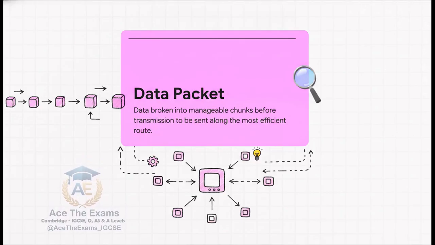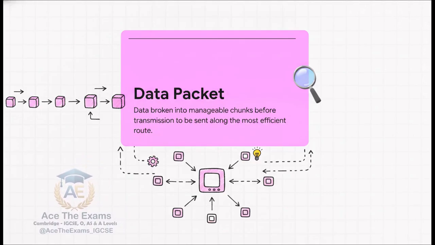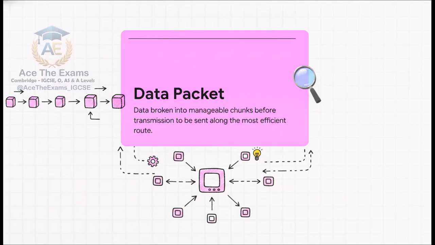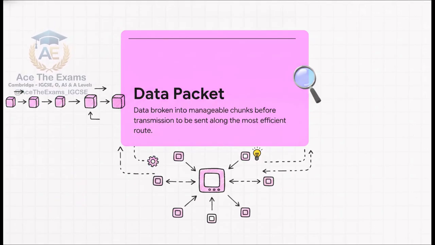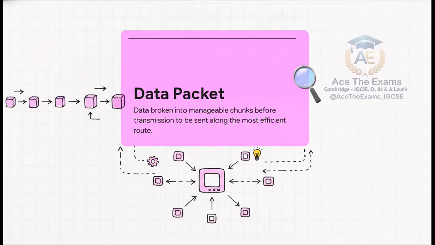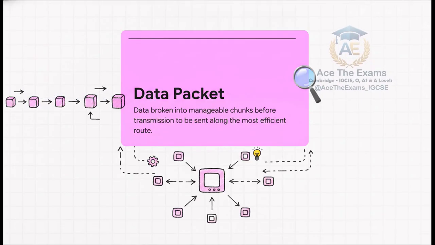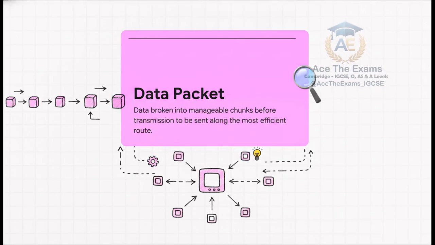The strategic solution is the data packet. Data is broken down into these manageable chunks before transmission. What you absolutely must mention to secure the mark is packet switching. By breaking data into chunks, routers, acting as nodes, can independently switch and guide each piece to its destination using the most efficient route available at that precise millisecond. You have to use the terminology: nodes, efficient route, packet switching. That is how you command the examiner's respect.